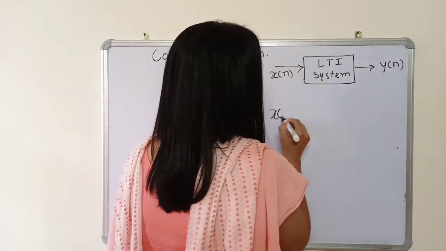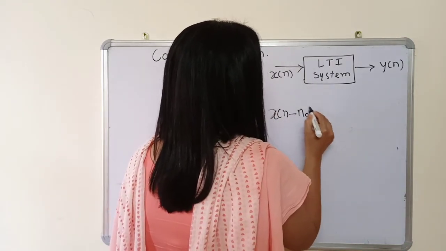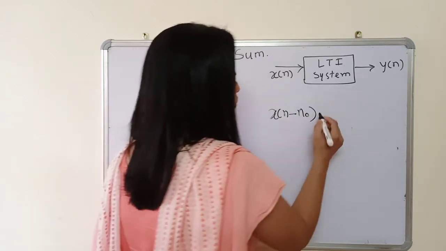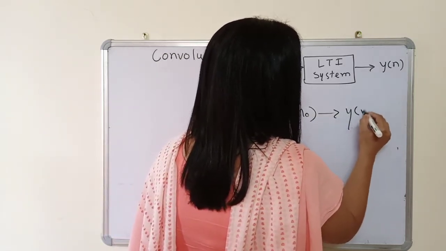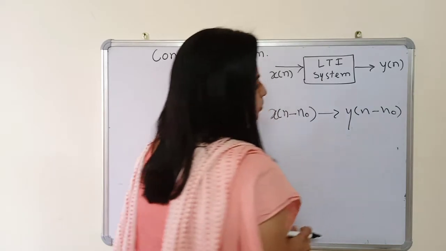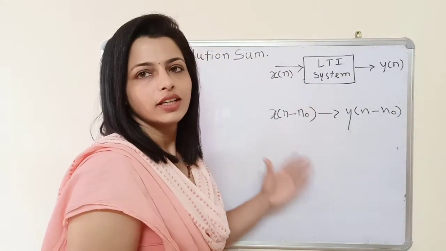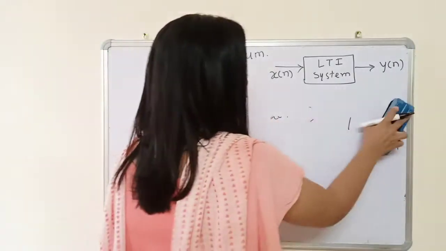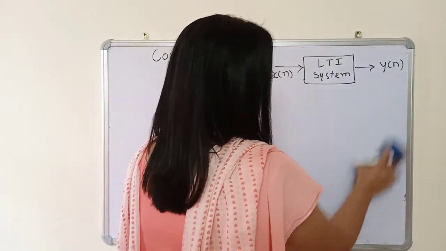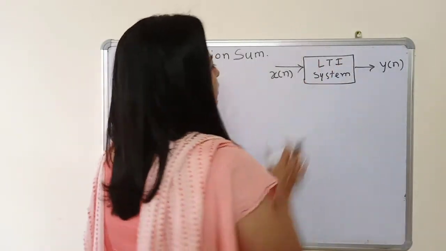If I give an input to the system which is delayed by a constant n0, then the output of the system is y of n minus n0. The output is delayed by the same amount. This is how these properties work.